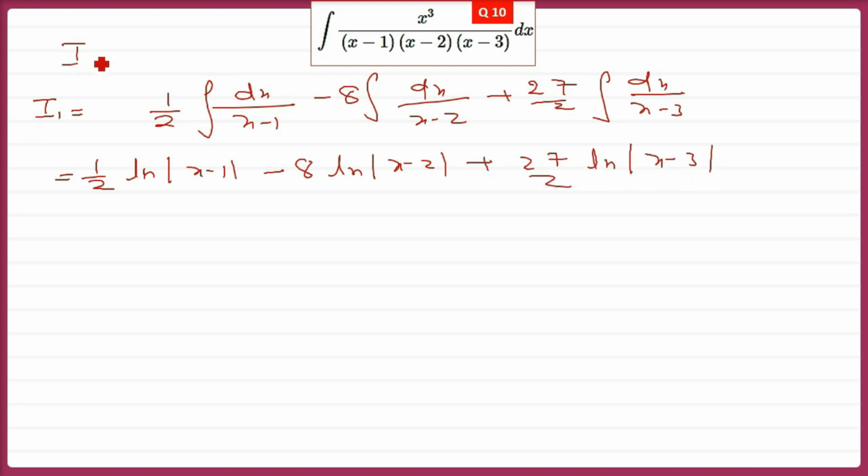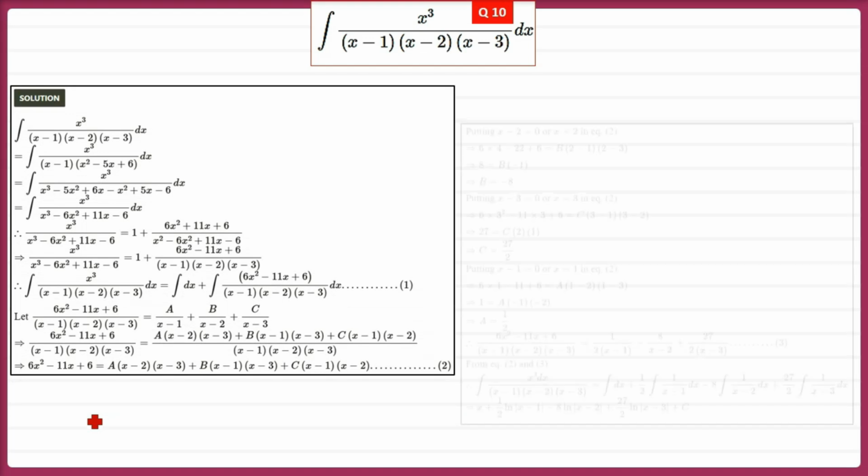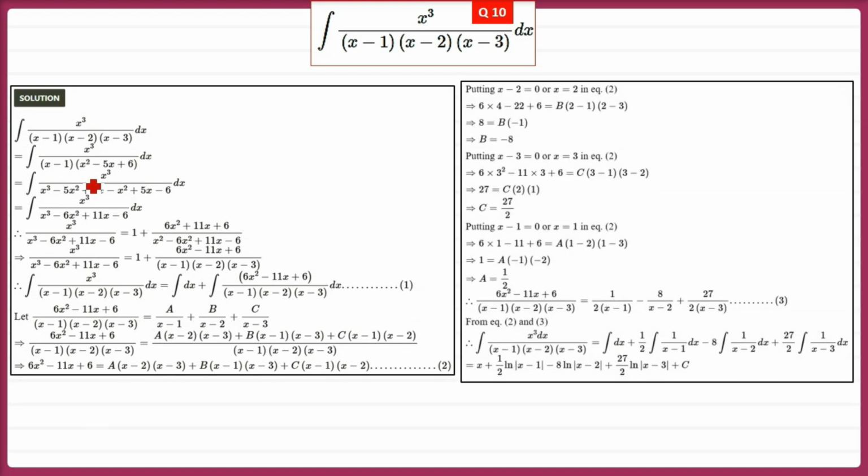So if you remember, I was x + I1. So just let me add x. This became I. So x + half into ln|x − 1| − 8 ln|x − 2| + 27/2 ln|x − 3| + a constant of integration is your final answer. Now this is the result, or this is the reference or the solution you can refer to if you are doing it by yourself, and all about this English writing and the equation numbers, you have to give the way you see it here. Logic I told you.